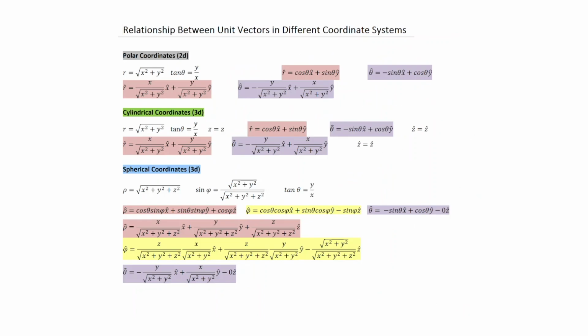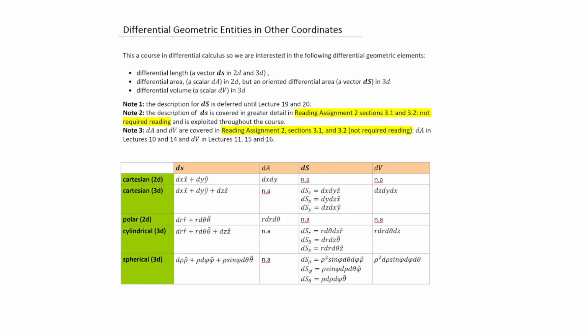All right, so just to wrap up, there are just a couple of things of interest. The relationship between unit vectors in different coordinate systems. I've just written them down here: polar coordinates, cylindrical coordinates, and spherical coordinates. You can make reference to them if you wish in future when we start dealing with this towards the end of the course. And then lastly, differential geometric entities in other coordinates.